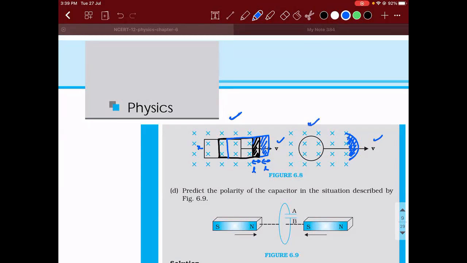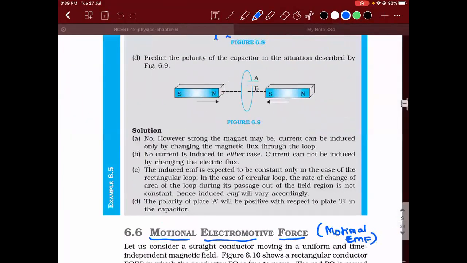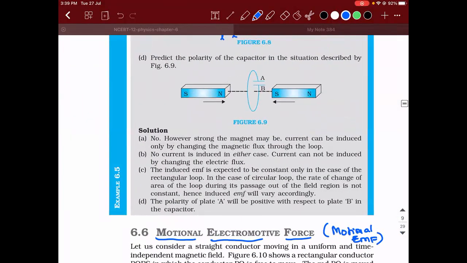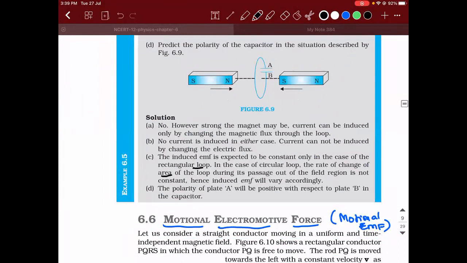No, sir. Because of the curvature that the circle has, the area that is coming out at every instant is going to change. So that is what the question means. The reason that we need to write is the induced EMF is expected to be a constant only in the case of rectangular loop. In the case of circular loop, the rate of change of area of the loop during its passage out of the field region is not a constant. Hence, induced EMF will be varying accordingly.